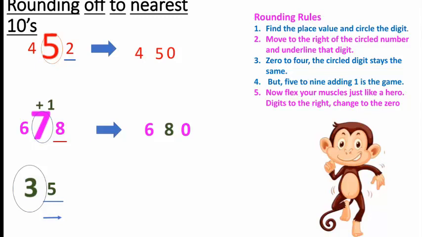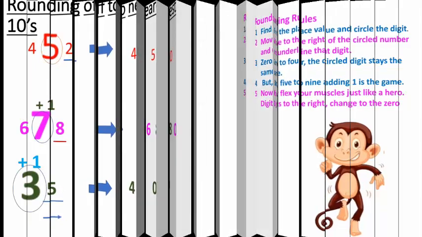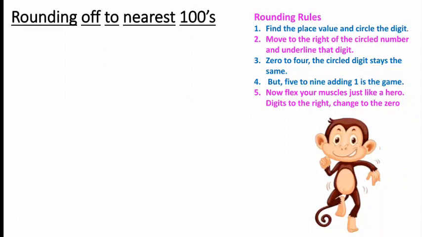Now again, we have to see whether this underlined digit is equal to 5, greater than 5 or less than 5. So if it is equal to 5 or greater than 5, we have to add 1 to the circled digit. So when we add 1 to the circled digit, what will we get? 3 plus 1 will give us how much? It will give us 4. Clear? And the underlined digit will become 0 as per the rule. Clear, children? Now let us come to the rounding off to the nearest hundreds.